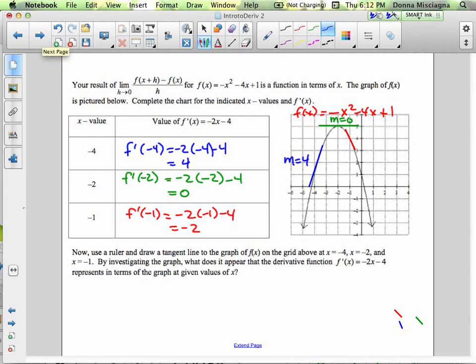And when we plugged negative 1 into the derivative, we got a negative value. And notice it's not as steep as the line is when we plugged in the negative 4. It's a little less steep, and it's negative, and it very much looks like it could be a slope of negative 2. Right, so by investigating the graph, what does it appear that the derivative function represents in terms of the graph at given values of x?